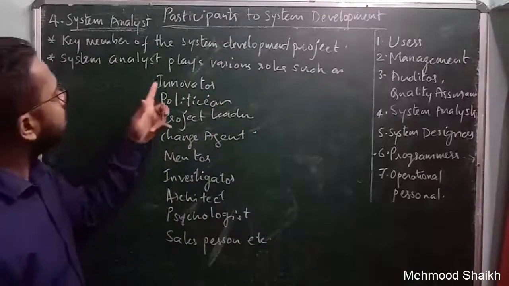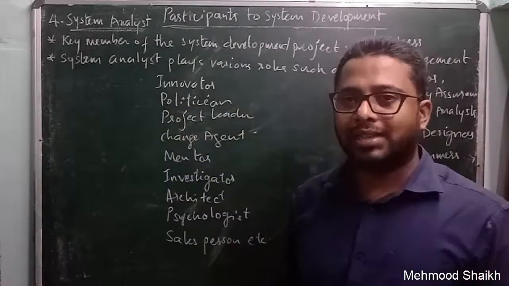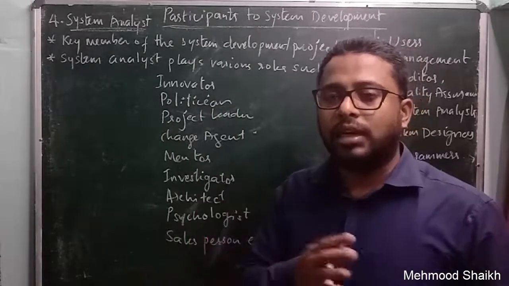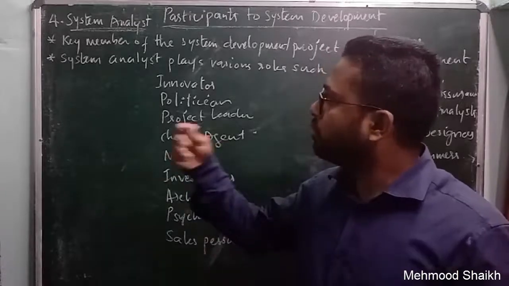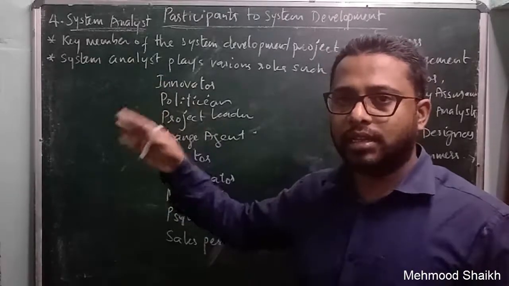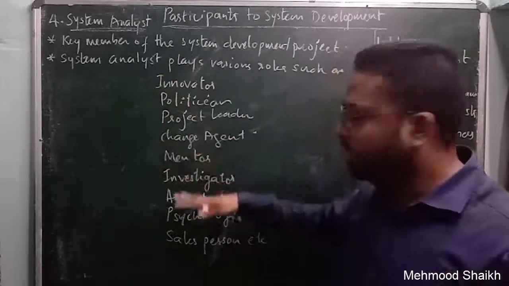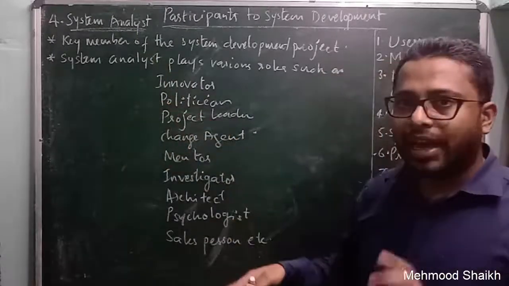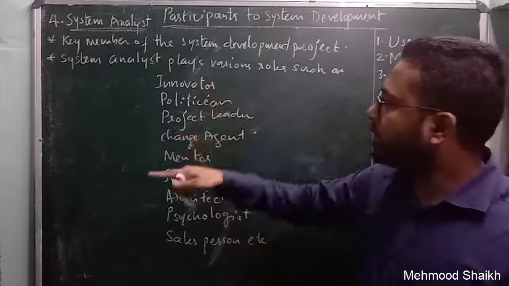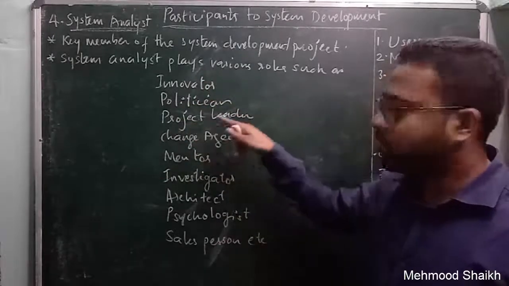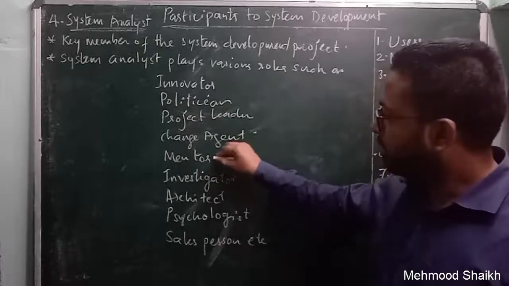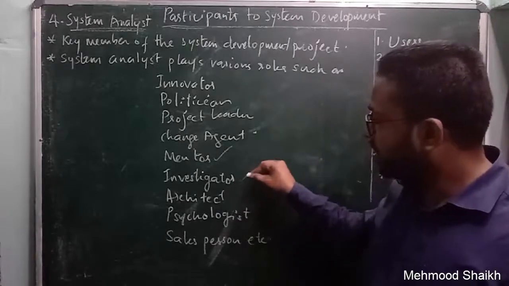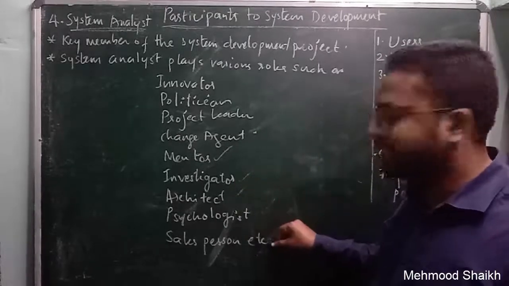Next, the system analyst plays various roles. As I have said, this is the most responsible job in the system development process. Apart from doing their own duty as a system analyst, this person will be performing many other duties throughout the system development. The system analyst needs to act as an innovator, a politician, then project leader, change agent, mentor, and the system analyst will also act as an investigator, architect, psychologist, and salesperson.